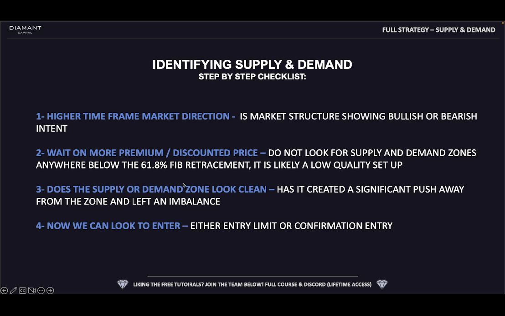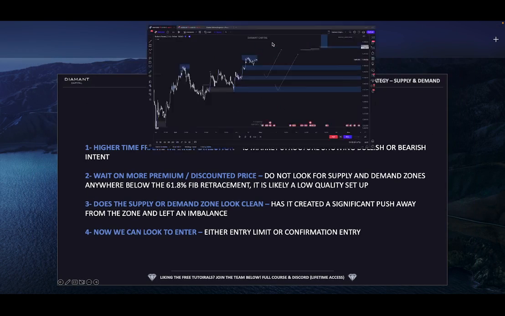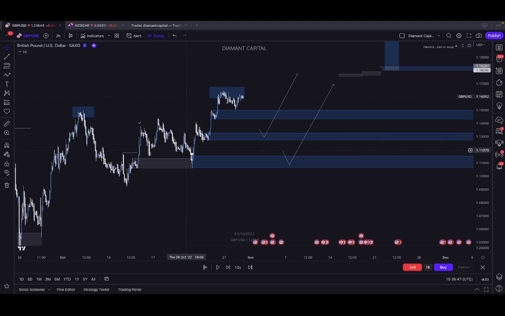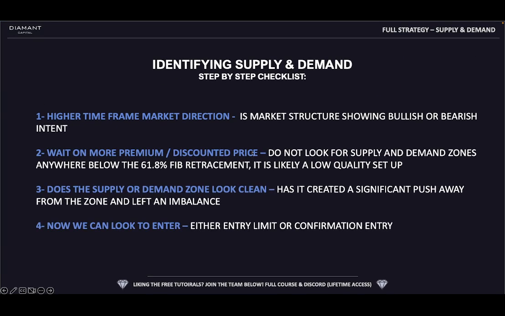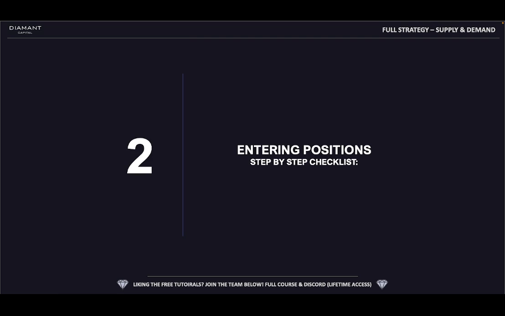Again, does our supply or demand zone look very, very clean? Of course, if we do look at these scenarios right here, these are areas that have created that push up, and then we've got the imbalance that has just been produced afterwards as well. And now our final step: can we actually start to look to enter? And that's the main thing that we're going to be looking at next.